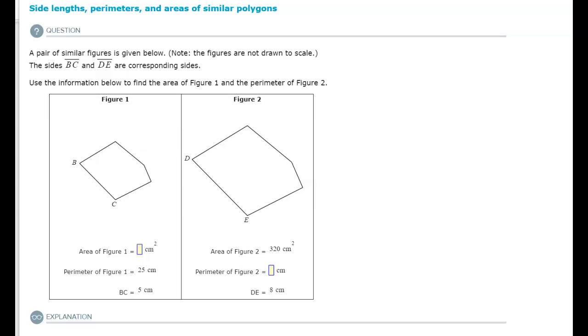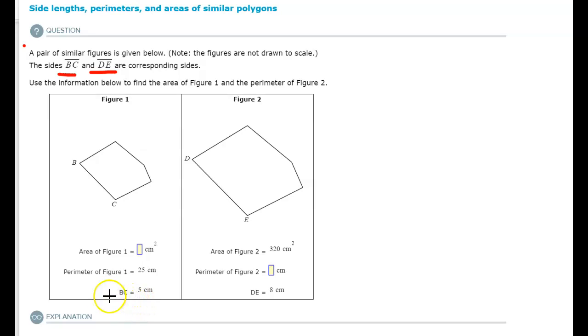So we are back for the final problem in chapter 7, 7-7. And we are looking at side lengths, perimeters, and area of similar polygons. So let's see what we got here. We have a pair of similar figures as given below. Note, the figures are not drawn to scale. The sides BC and DE are corresponding sides. Use the information below to find the area of figure 1 and the perimeter of figure 2.